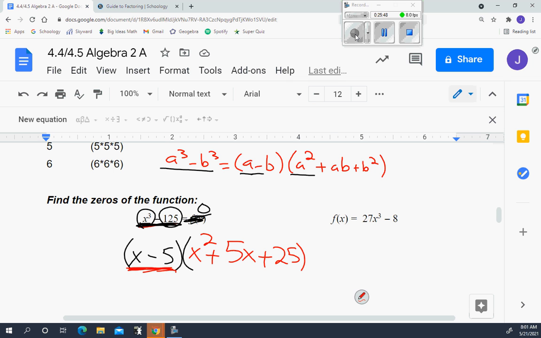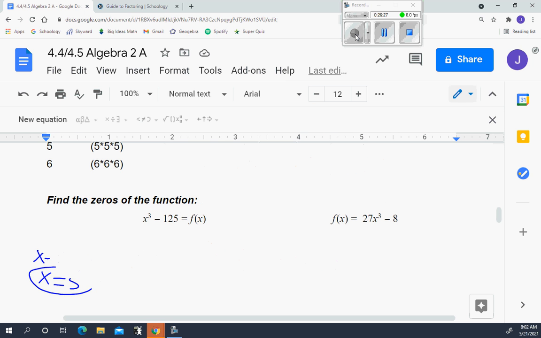We can find the zeros of this function. Here I factored it completely. Take this x minus 5, that equals 0. So x equals 5. This one, x squared plus 5x plus 25, is going to be a little difficult. We're going to actually have to use the quadratic formula. And I'm not going to go through that today. When you get the sum or the difference of perfect cubes, it'll probably just say factor. It won't say solve. It'll just say factor. And I just want you to come up with that formula.